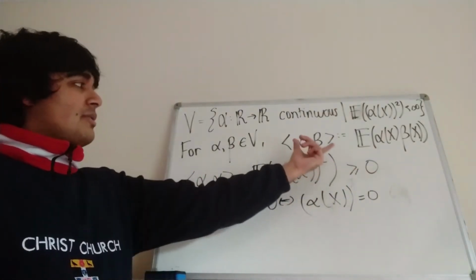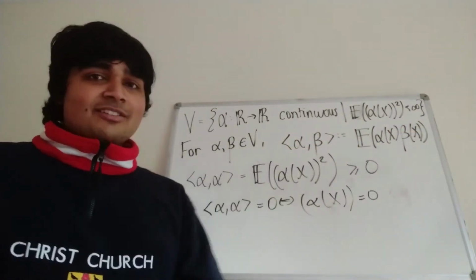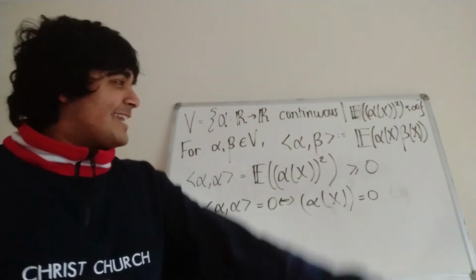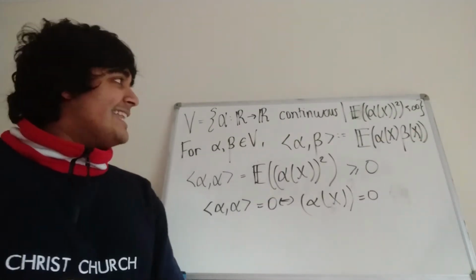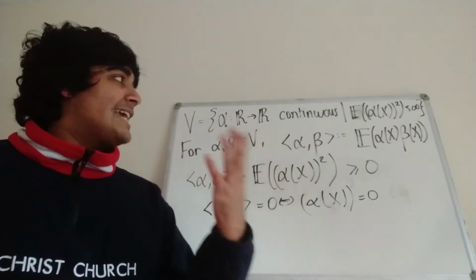So this is positive definite. Now symmetry is quite obvious. If I swap the beta and alpha, because of commutativity of multiplication, of course it's the same thing, and linearity is also clear, and that comes directly from linearity of expectation.